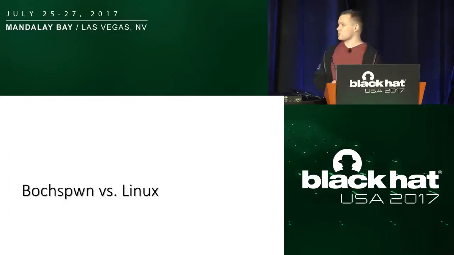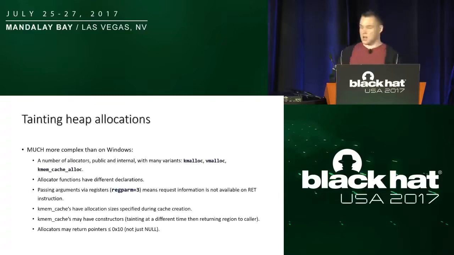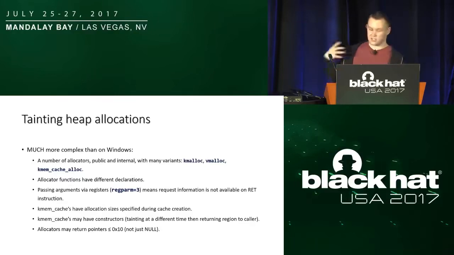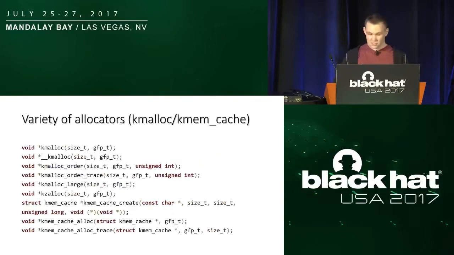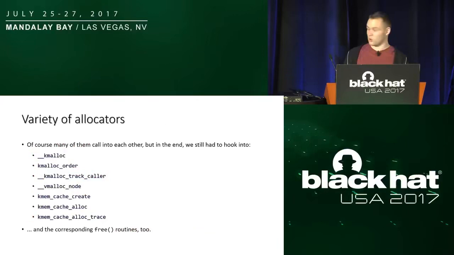Now, I also wanted to talk about running Bochspwn against Linux, but I guess I don't have too much time anymore. So I will just quickly say that the tainting of heap allocations is much more difficult on Linux because the allocators themselves are plentiful. It's not just a single function, but we have a couple of families such as kmalloc, vmalloc, kmem_cache_alloc, and stuff like that. All of them work in different ways. So we have a lot of these functions for kmalloc, a lot of these functions in vmalloc. We have to hook into most of them in order to be able to catch all of the allocations. In my case, it was 7 of them.